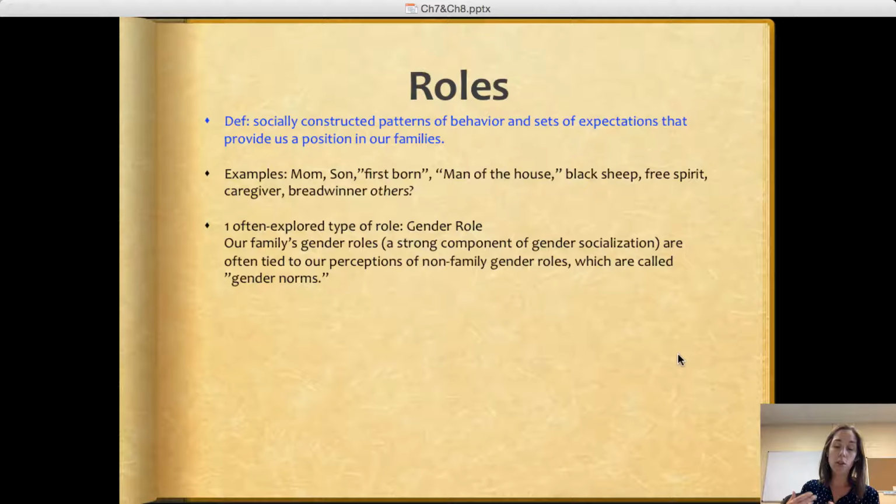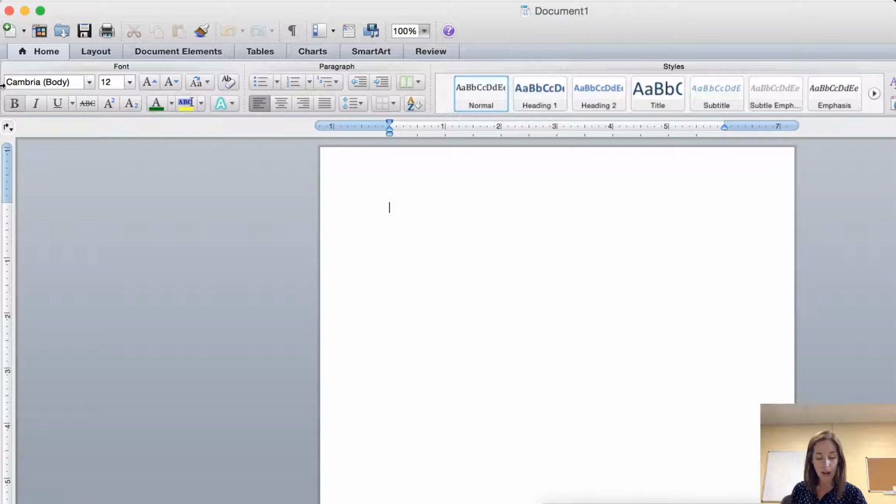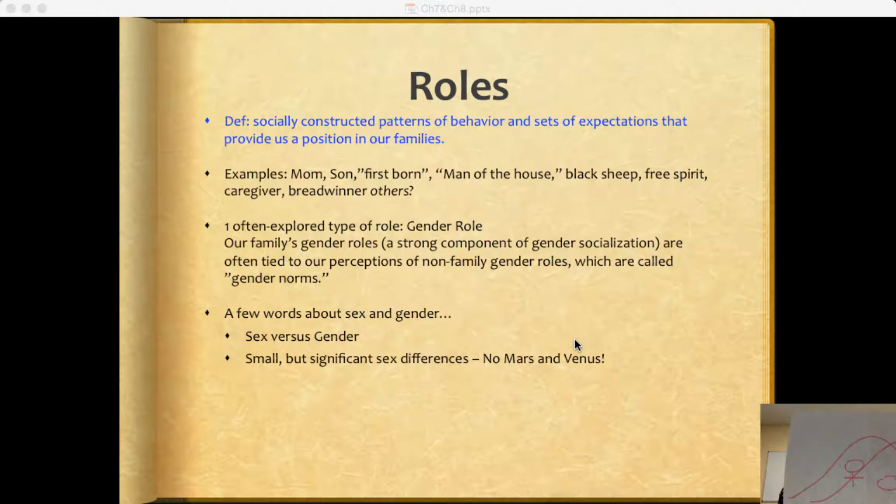Sex is different from gender in that sex is the biological, gender is the socially constructed, but there are small but significant gender differences. So when we think about gender and what males and females are doing, that bell-shaped curve that we've been talking about, we know that males' and females' behaviors overlap so much, where one of these curves is masculine and one of them is feminine. And we see from this that being male or female in no way means that you're one or the other. These two overlap significantly.